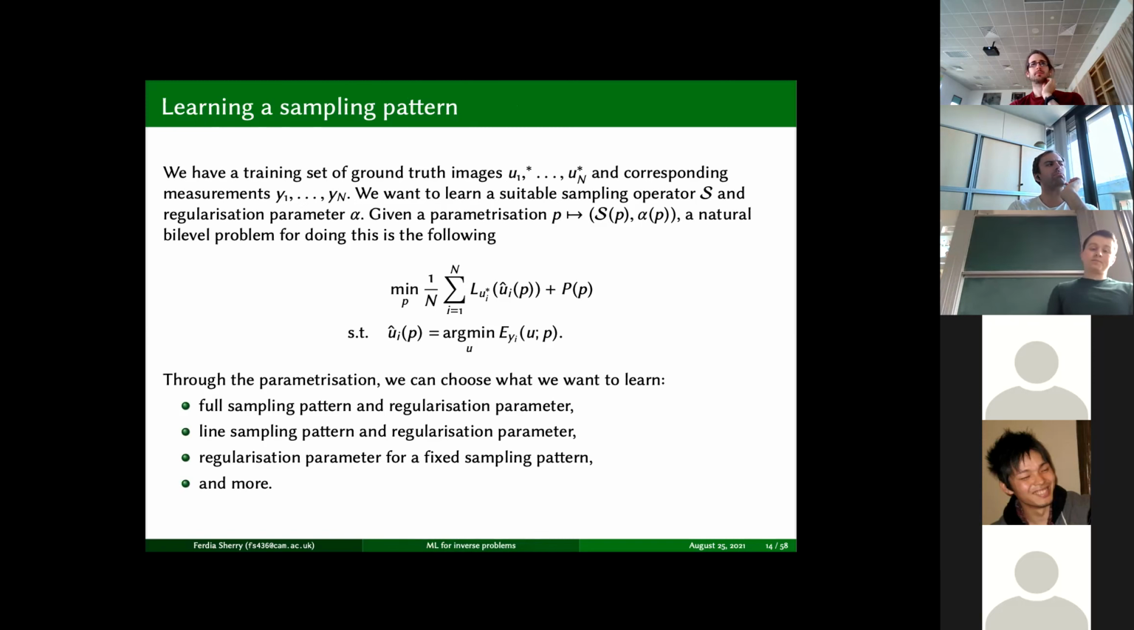So the bilevel problem we're going to look at is of the form I mentioned before, where this penalty term encourages our sampling pattern to be sparse. We can up the strength of that penalty term to encourage sparser patterns, and hopefully, if the optimization goes well, you end up with a combination of a sampling pattern and a regularization parameter that result in good reconstructions and a sparse sampling pattern.